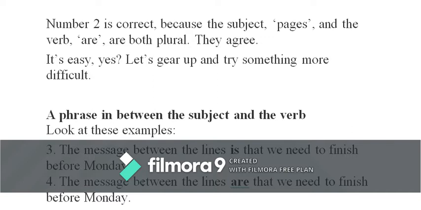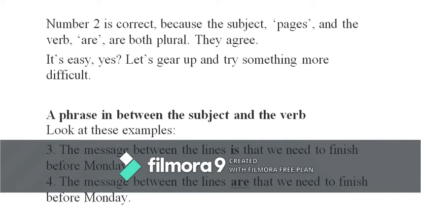A general tendency is that children tend to look at the word which is very close to the verb and declare it either right or wrong. But one has to look at the subject. Over here the subject is very clearly stated: the message. So according to me, sentence number 3 seems correct and sentence number 4 seems incorrect.